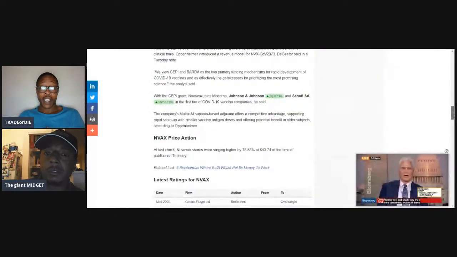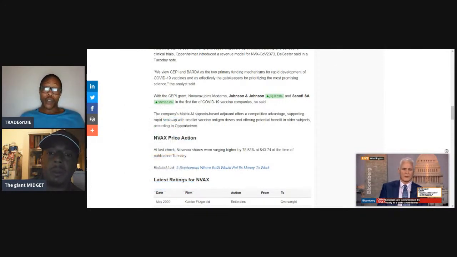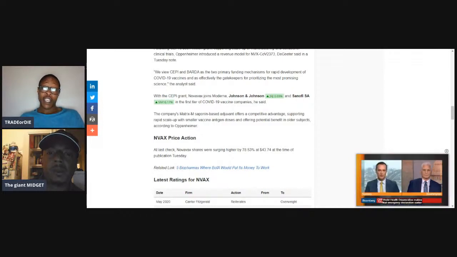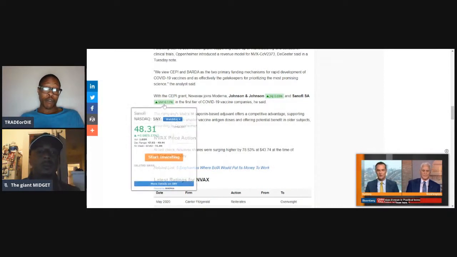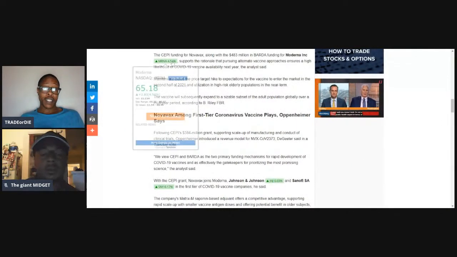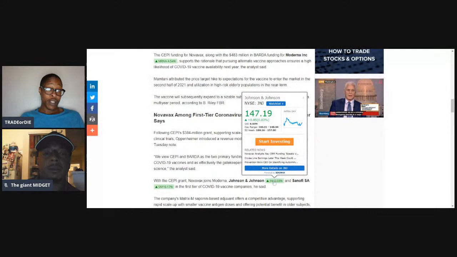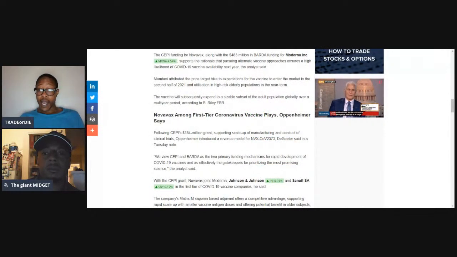Or you can go to any, like I say, what is this? Sanofi, that's $48. You've got to think these are all the top tier companies: Johnson and Johnson, Novavax, Moderna, and Sanofi. But Novavax is 43.74, Sanofi is 48.31, Moderna is 65.18, whereas Johnson and Johnson is 147. So, good brother, I would not.